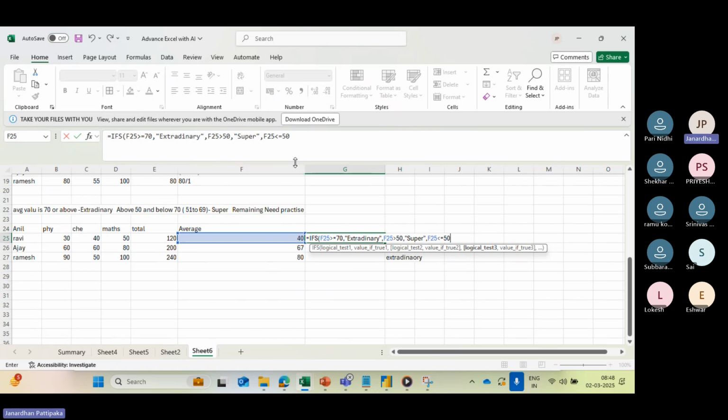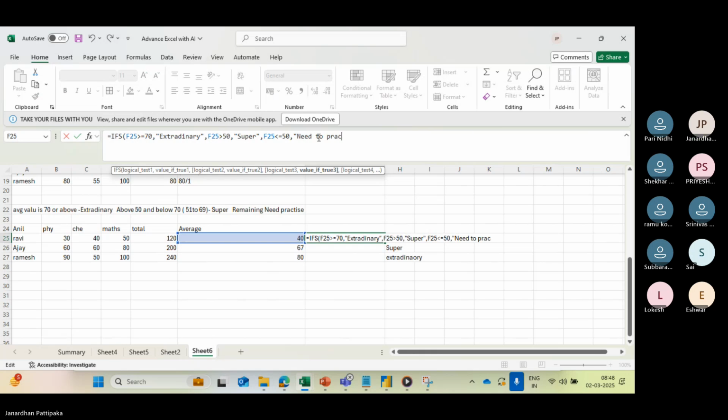After any logical test, you need to mention the comma, right? After that comma, what do you need to get? You need to get need practice. Again, it is a text value, so you need to mention it in double quotation marks. Now close the bracket.